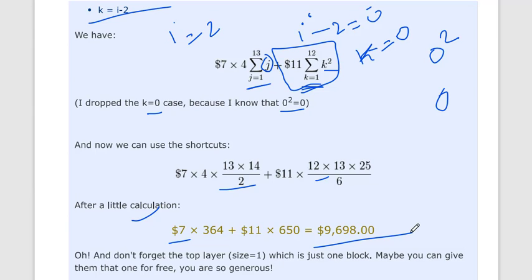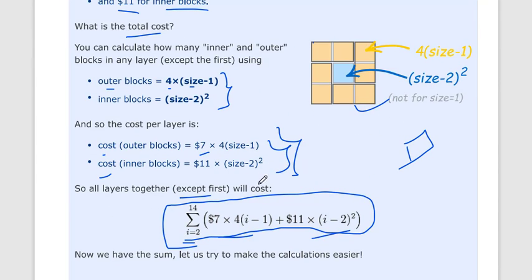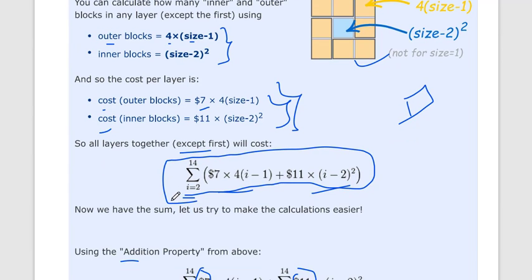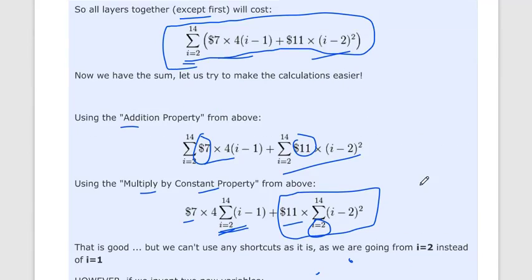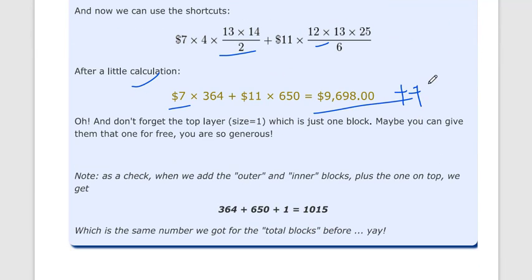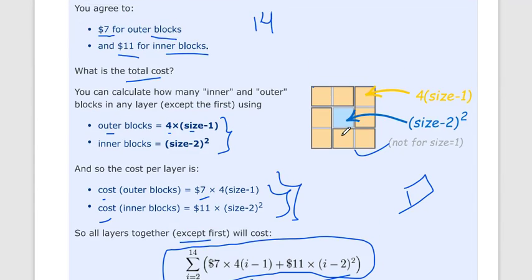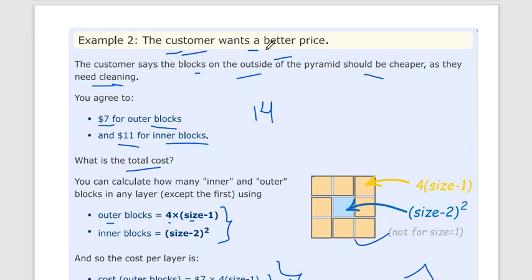But we have not calculated the first layer yet. This formula is for the second layer onward, i is equal to 2. The first layer is only one block and it is on the outer side, so we can add plus 7. Okay, so this is our answer. This example is much more difficult, but after some time it will become easy. With these types of equations we can use the partial sum and sigma properties.